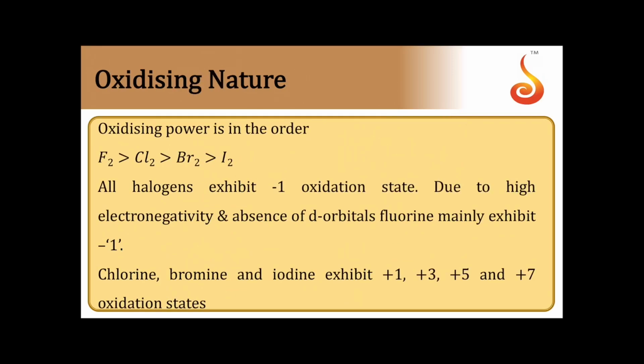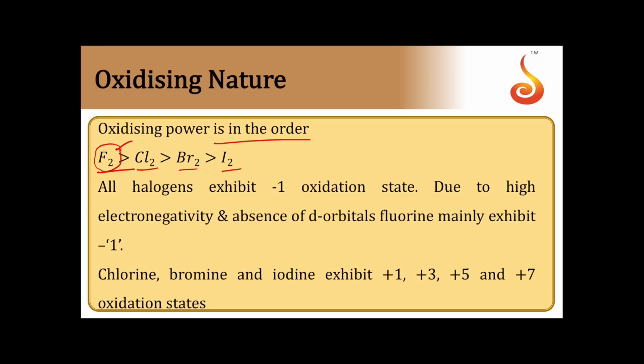Then the oxidizing power. They are the best oxidizing elements in the complete periodic table. Fluorine is the best, then chlorine, then bromine, then iodine. So fluorine is the best oxidizing agent. That is because of its low bond enthalpy as well as higher hydration enthalpy. Fluorine has the highest value because of low bond enthalpy as well as a higher hydration enthalpy.